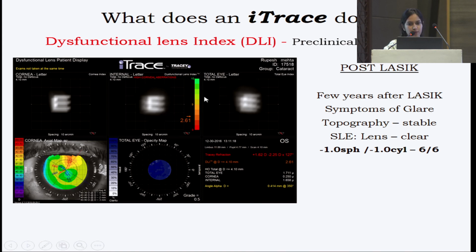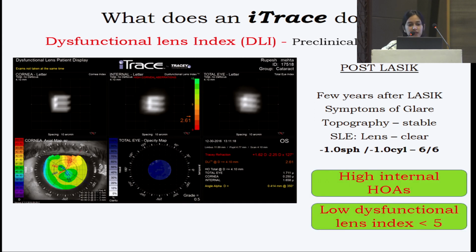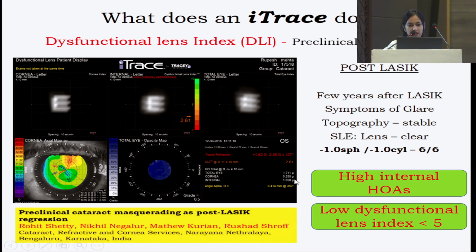So this was a post-LASIK case. A few years after LASIK, he complained of symptoms of glare. On checking, topography was stable. On slit lamp examination, the lens was clear, but the patient was accepting minus with a -1 cylinder. On doing an iTrace, we observed that he had high internal aberrations and a low dysfunctional lens index, which was coming down to 2.6.